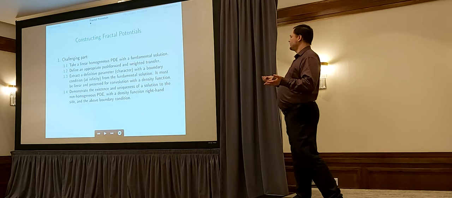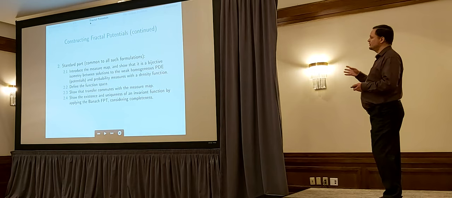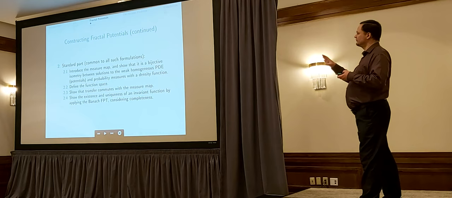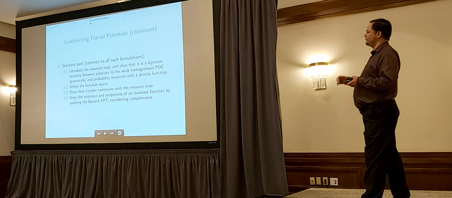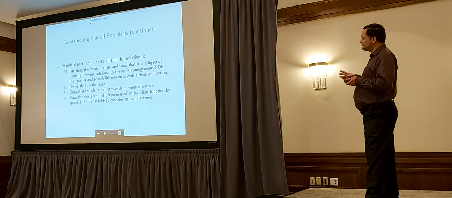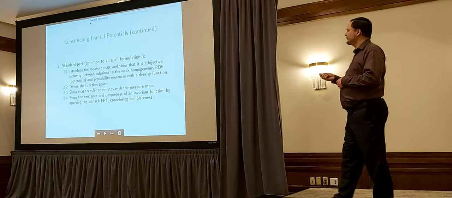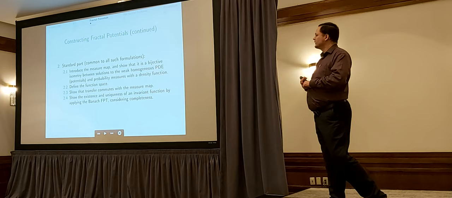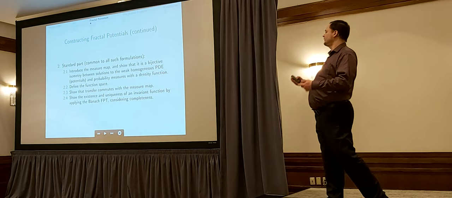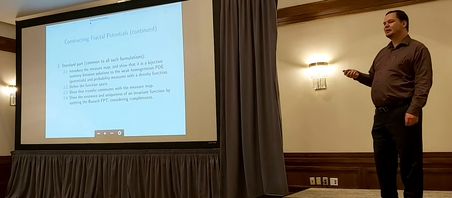The standard part, which is the easy part of constructing fractal potentials, is the second part: introducing the measure map and showing that it is a bijective isometry between solutions of the PDE and probability measures. That's actually quite standard. Then defining the function space, showing that the transfer operator, the earlier weighted combination, commutes with the measure map. And then showing the existence and uniqueness of an invariant function by applying the Banach fixed point theorem to the space of probability measures. Which is the last one.